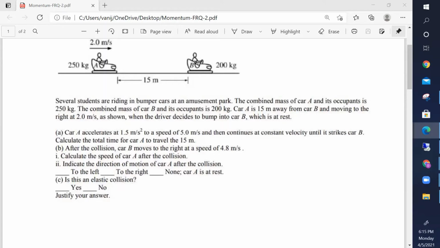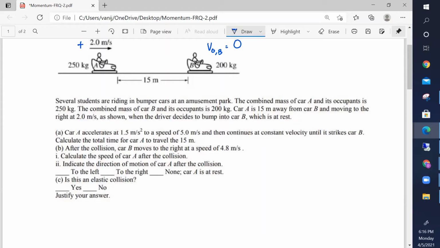Now, again, keep in mind that when you're dealing with momentum, momentum is a vector quantity, right? So you have to pay attention to the directions, and it says it's moving to the right, and therefore, in other words, they're telling you that this 2 meters per second is positive. When the driver decides to bump into car B, which is at rest, the initial velocity of car B is 0. That's also given to us.